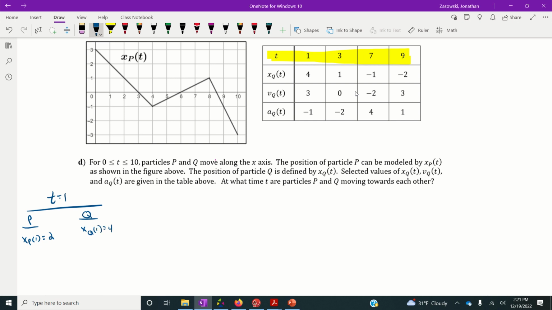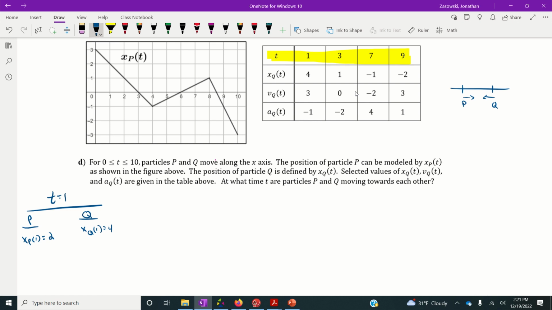Now, remember, to be moving towards each other, they have to be one to the left and one to the right. So let's say P and Q are placed left and right of each other, and the one on the left has to be moving to the right, so a positive velocity, and the one on the right side needs to be moving towards the left, so a negative velocity. So we have to check which one is placed where, and then which direction they're moving.